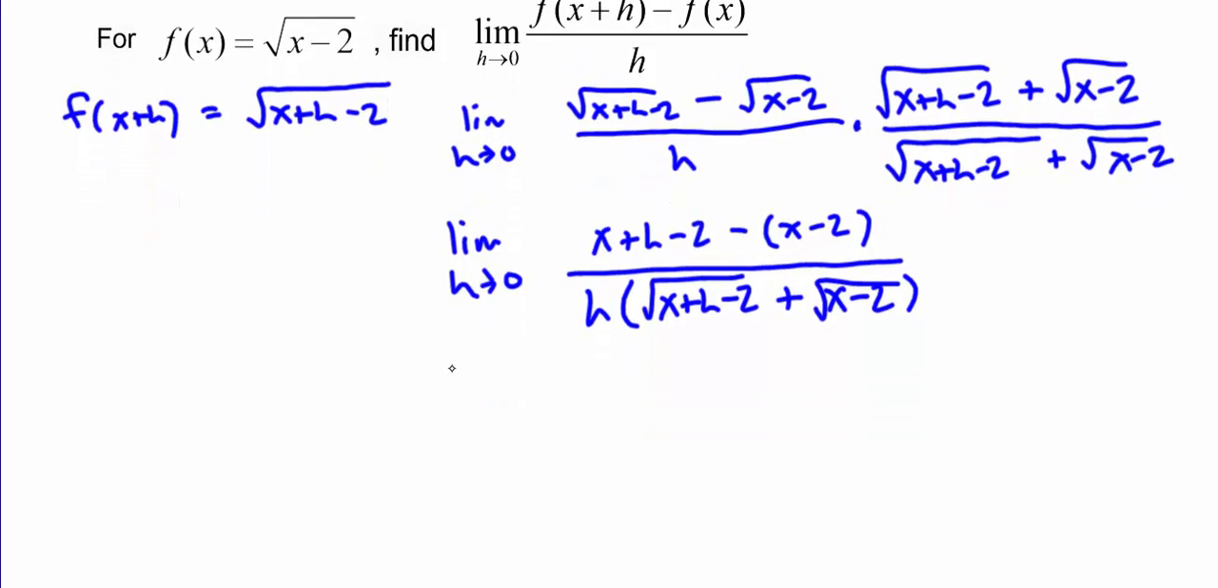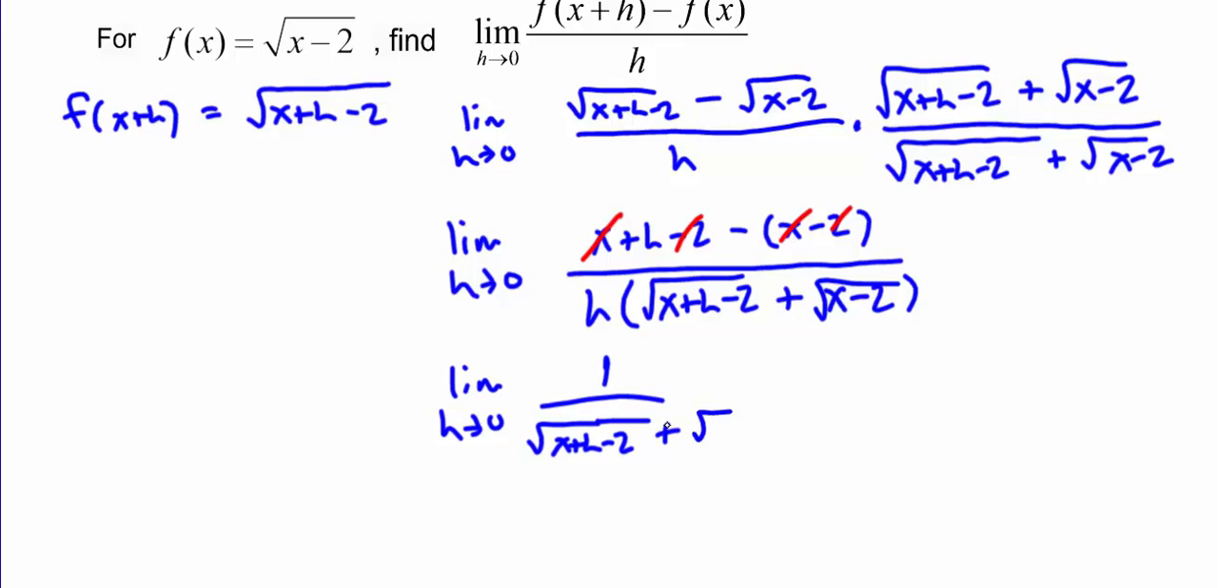And here's what's nice about these problems. You'll notice that in the numerators, all the terms that don't have h's, if we're doing this right, they should cancel. And you can see now all I have left in the numerator is just simply an h, which can cancel with this h down here. So I've got 1 over the square root of x plus h minus 2 plus the square root of x minus 2.